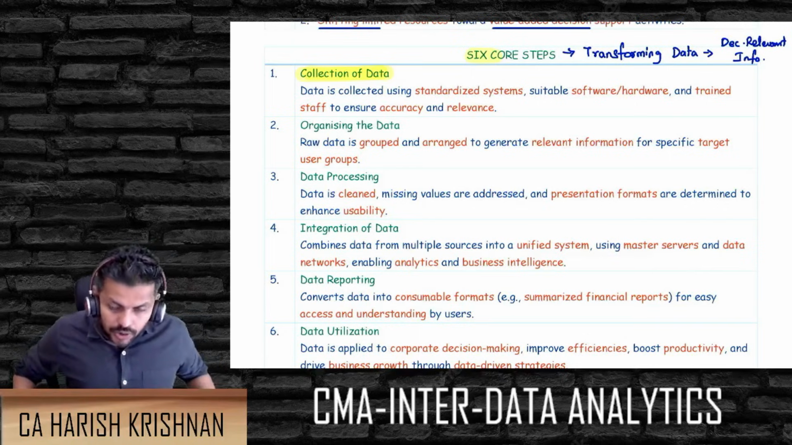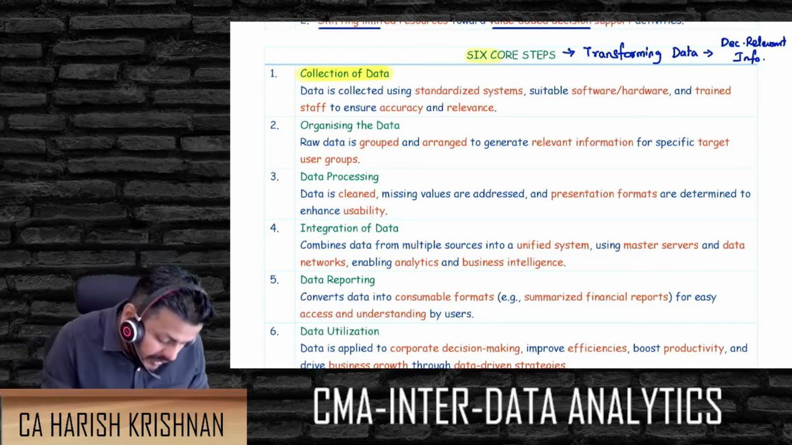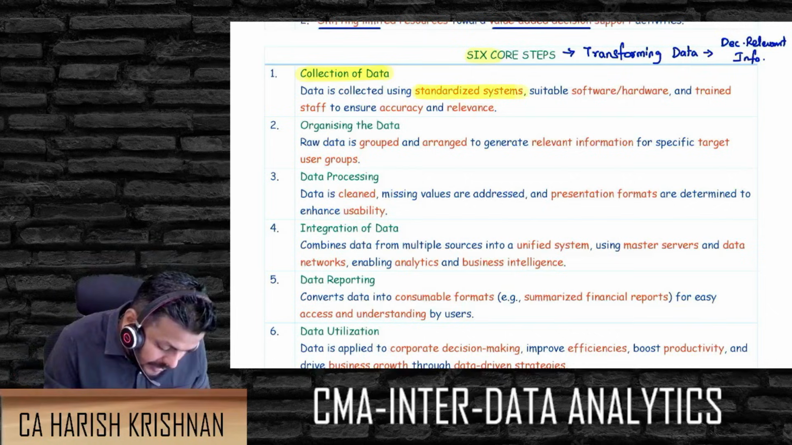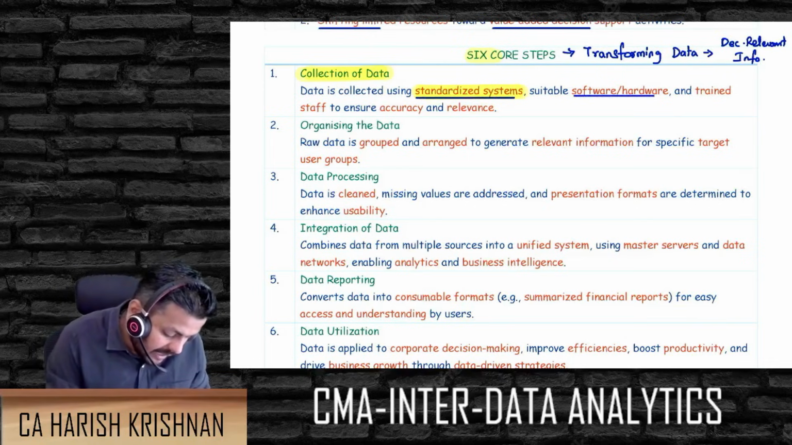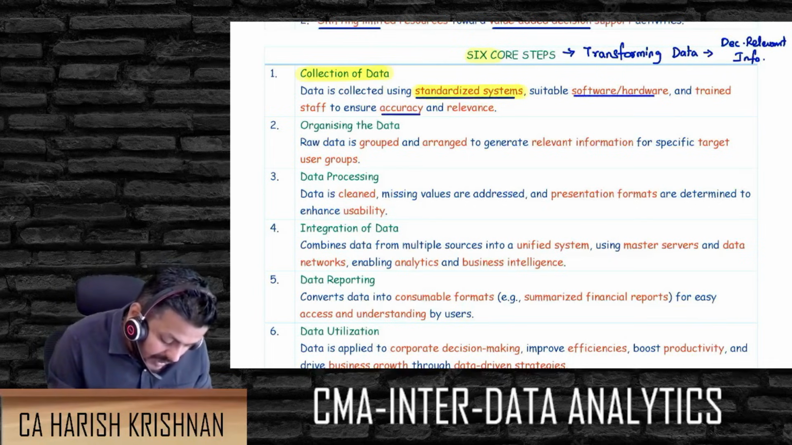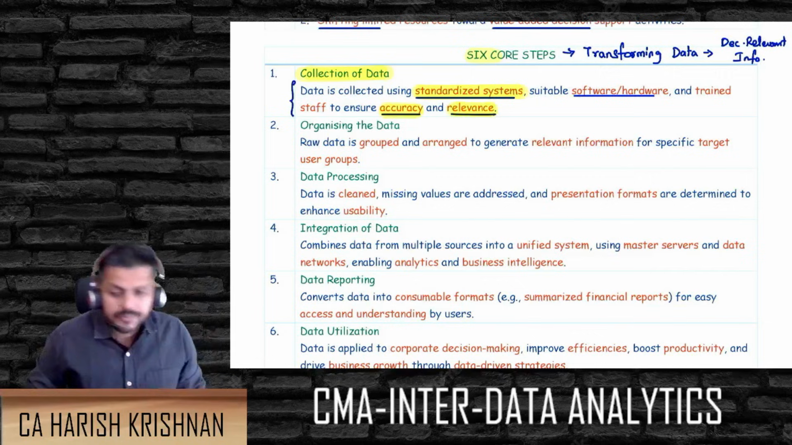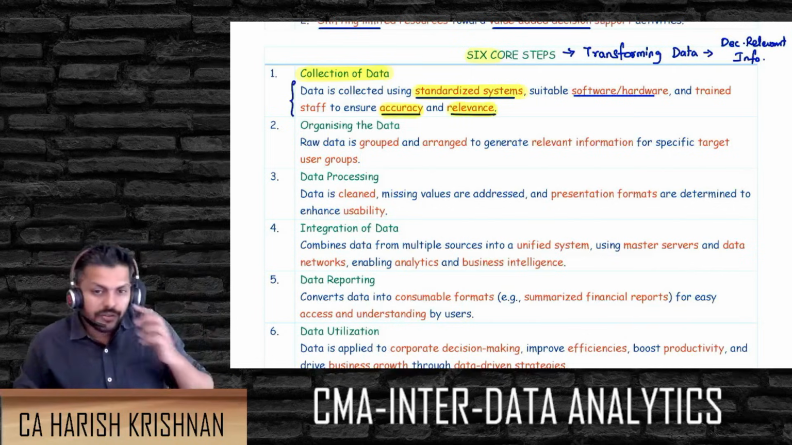Data is collected using standardized systems, suitable software, hardware, and trained staff to ensure accuracy and relevance. Two things. So first, collection of data.